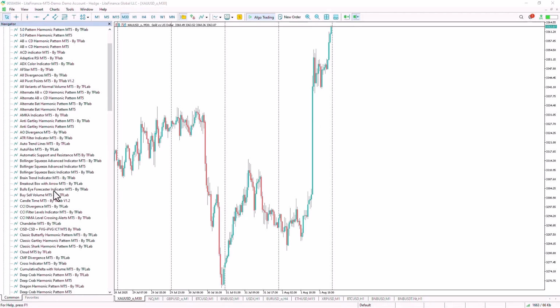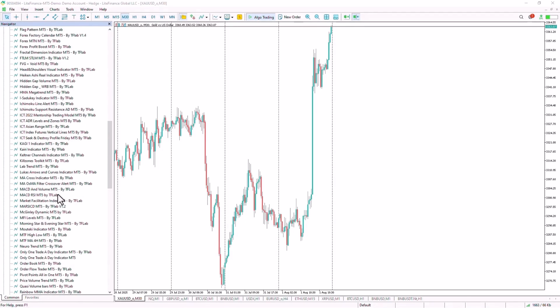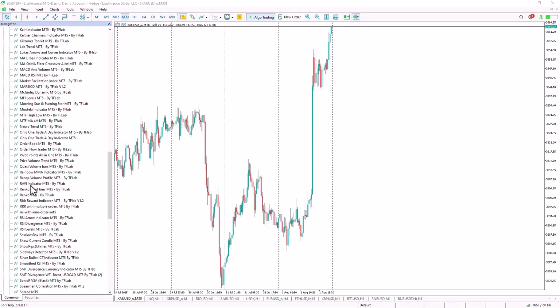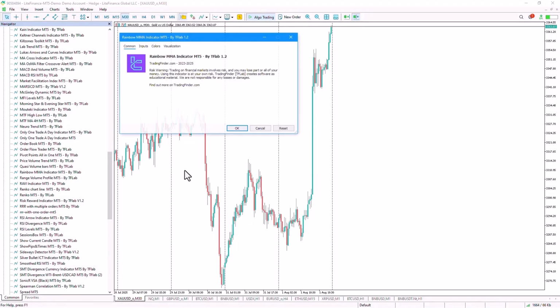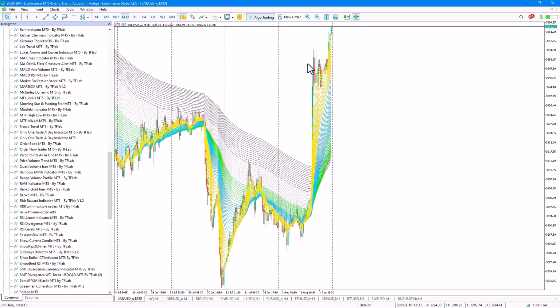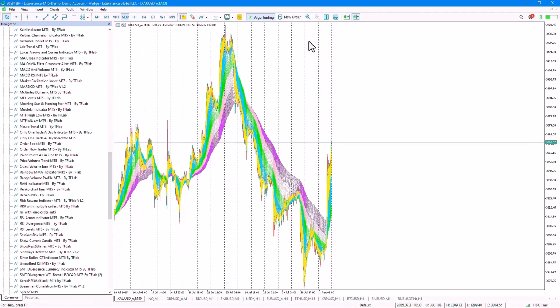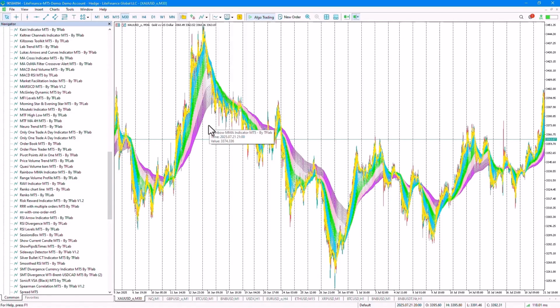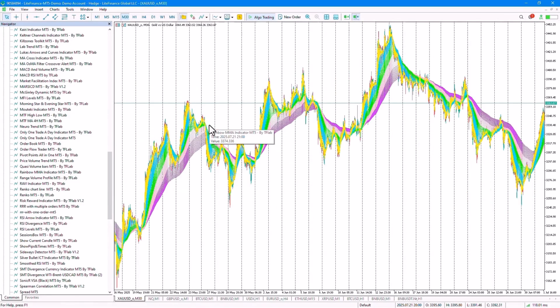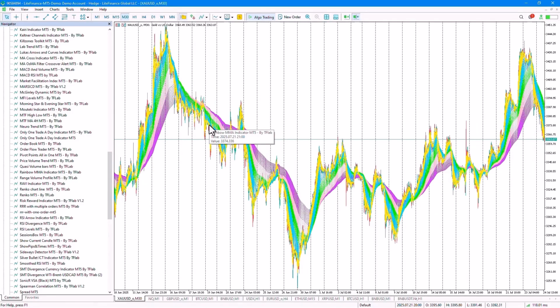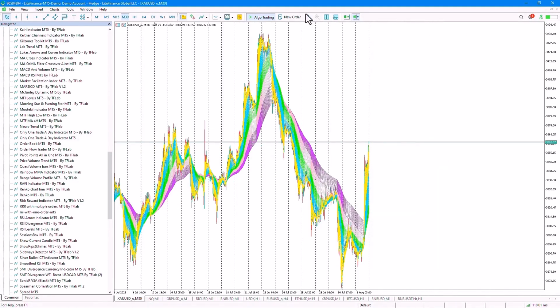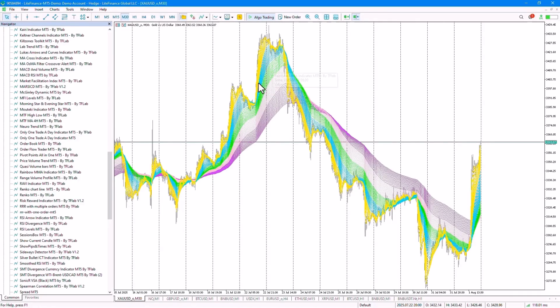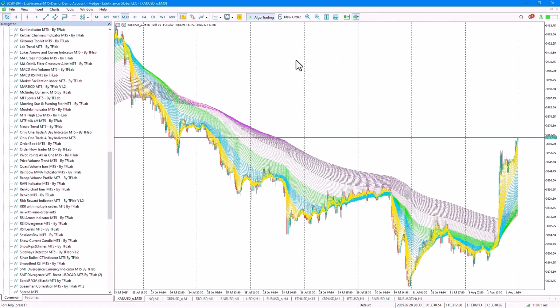From the Navigator section, select the indicator file and, by dragging the file onto the chart, run the indicator. Once the indicator is running on the chart, it starts displaying 66 moving averages with different periods and various colors on the price chart. The Rainbow Multi-Moving Average Indicator is a special and practical tool that allows us to identify long-term trends in the market.